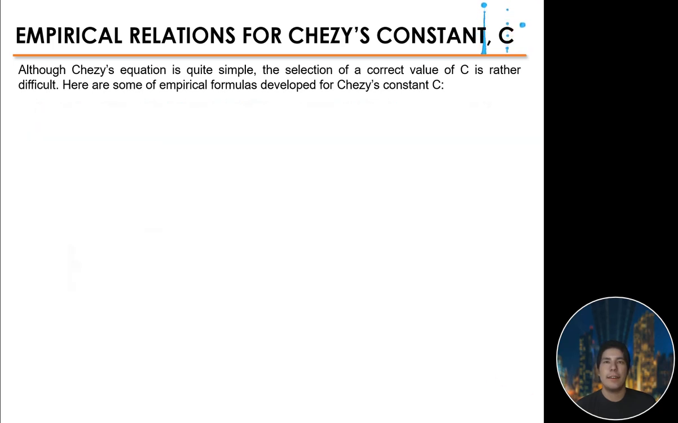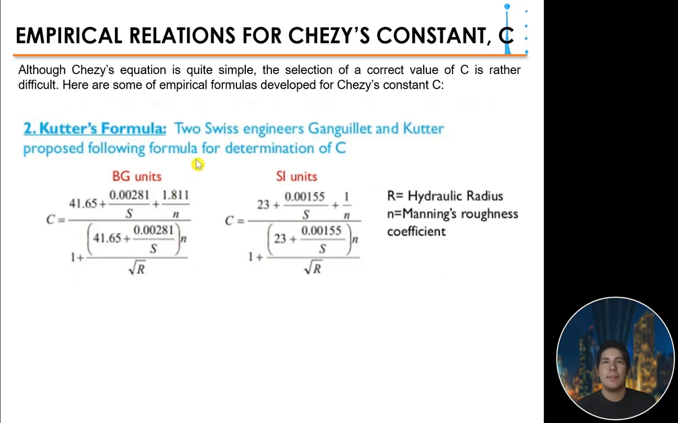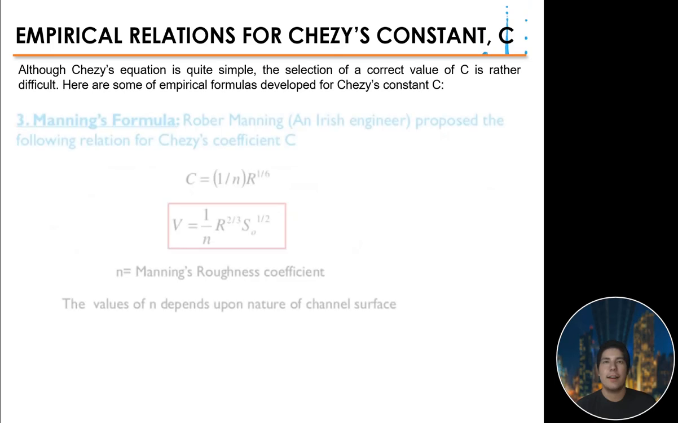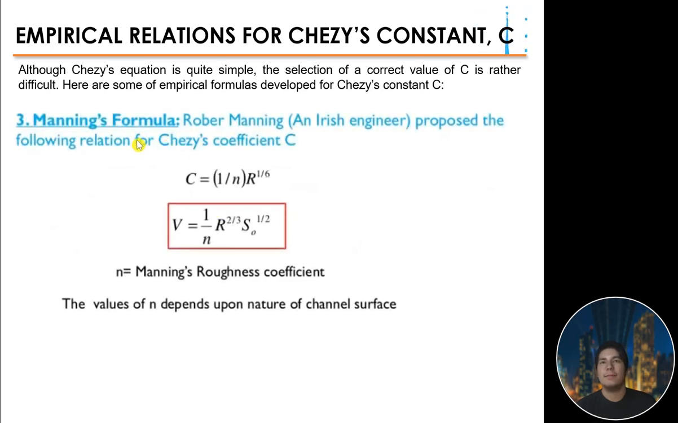Aside from Bazin, meron din tayong Kutter, no? Okay, so ito yung formula niya in British gravitational unit or English units, and we have also these SI units, no? Ito yung mga formulas nila. So medyo mahaba siya. Anyway, yung makikita mo dito, meron tayong N na makikita sa formula nila, which stands for Manning's roughness coefficient. Meron din tayong S, which stands for slope, and we have also this R, which stands for hydraulic radius.